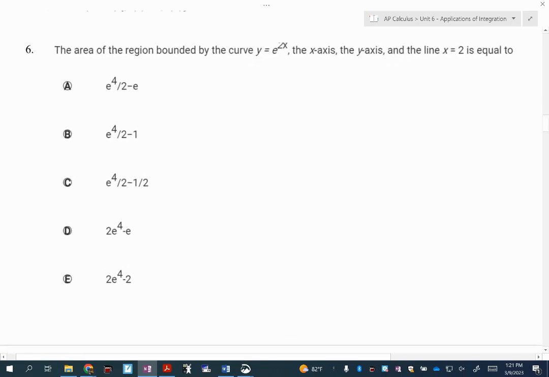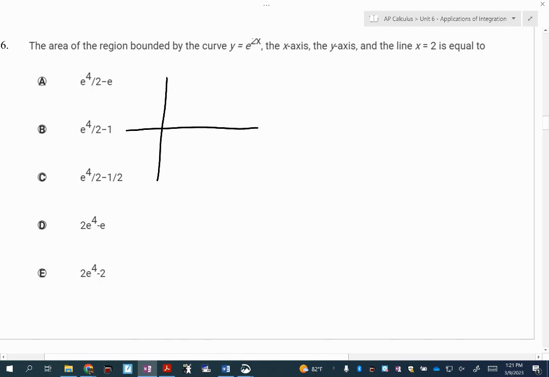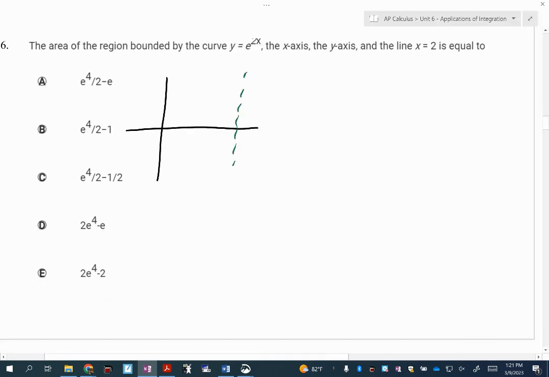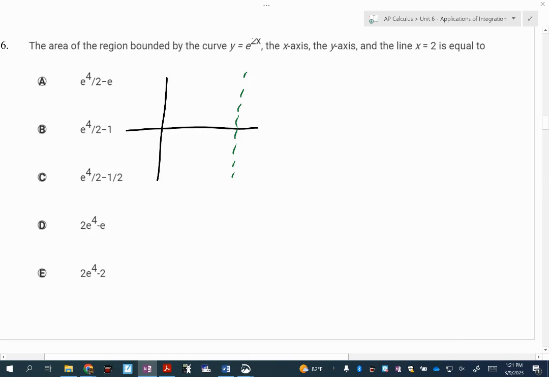Okay, let's do 6. There's our natural exponential function. Here we go. So let's plot it. So it says the line x equals 2. I see that over here. So here's x equals 2. Let's plug in 0. E to the 0 power is 1. Let's plug in 1. E squared. So E is 2.7183. Squaring that, it's going to be greater than 4 but less than 9. So, somewhere up here.